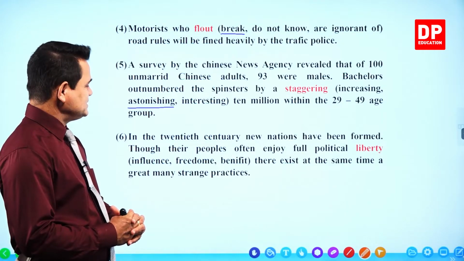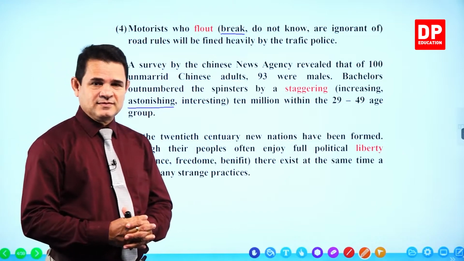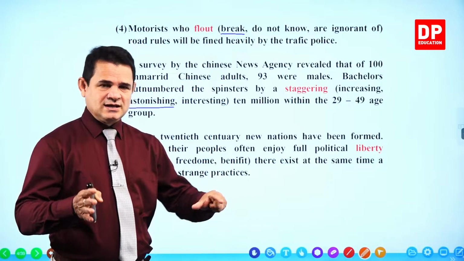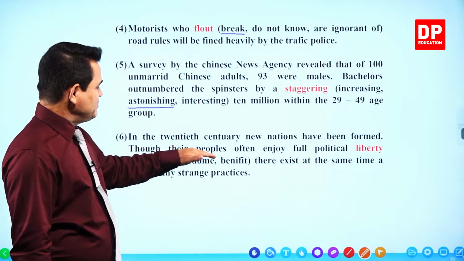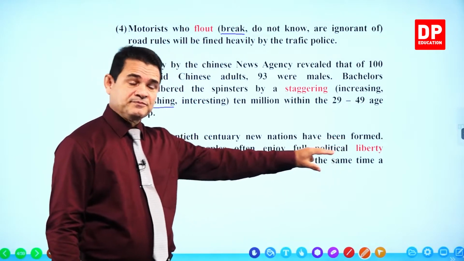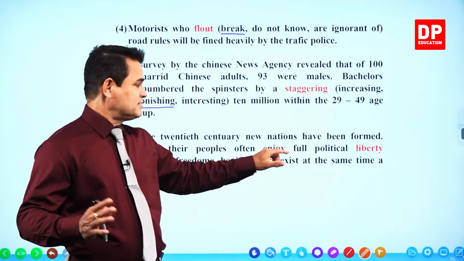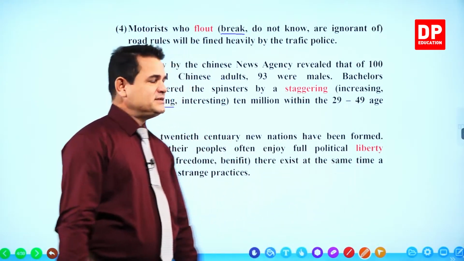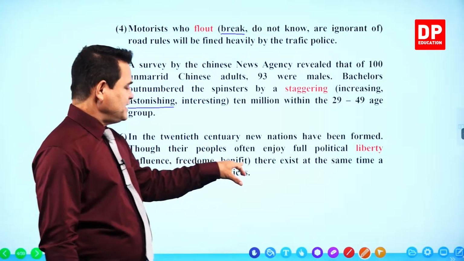In the 20th century, new nations have been formed. විසිවන සියවසේ අලුත් ජාතීන් බිහි වෙලා තියෙනවා. Though their peoples often enjoy full potential liberty. ඒගොල්ලෝ people enjoy full potential. සම්පූර්ණ හැකියාව liberty. What does this liberty mean? Is it influence, freedom, benefit?